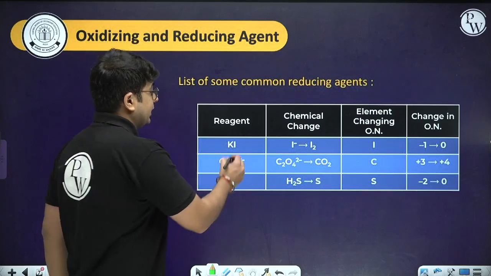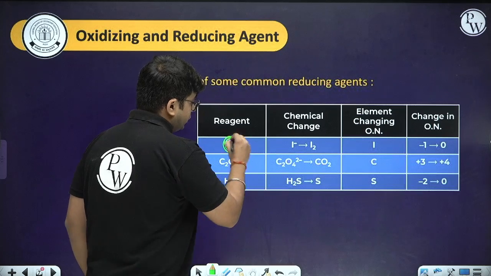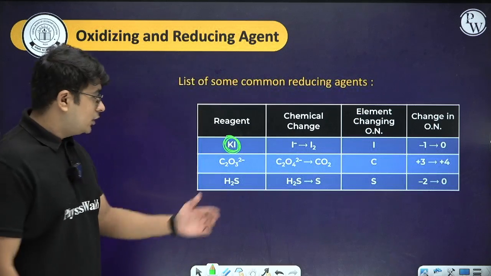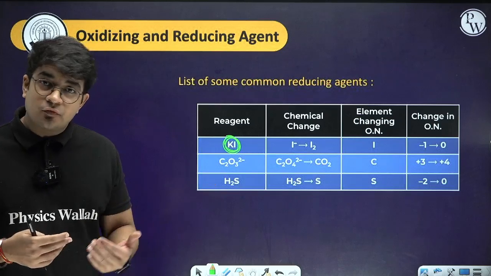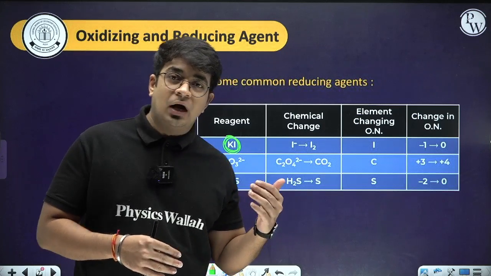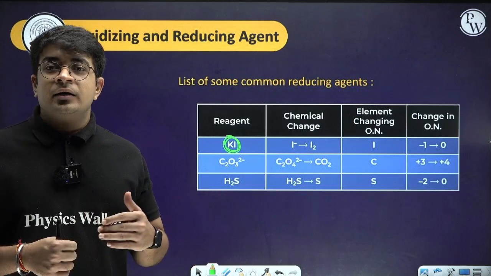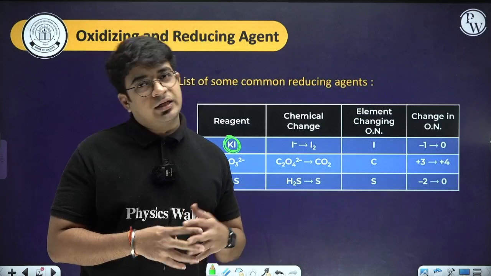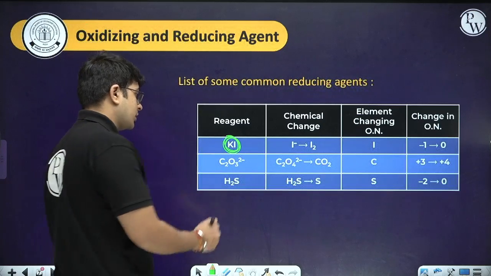Just like that, we have KI. KI is a very interesting agent. Generally it converts into I2, but it depends upon the strength of the oxidizing agent. It can change its product. It can be converted into iodide ion, or it can be converted into iodate ion. That depends upon the type of reaction which you are using.